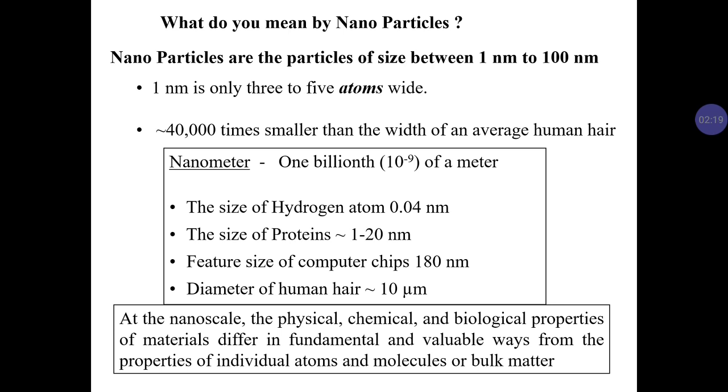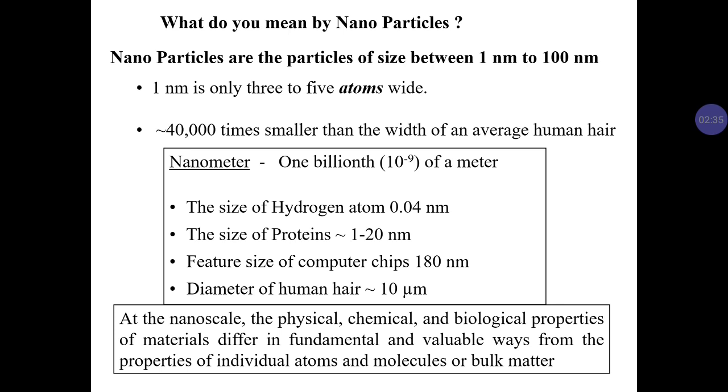And the comparison of 1 nanometer to a hydrogen atom is mentioned here, 0.04 nanometer. Protein is of the order of 1 to 20 nanometer. And the size of a computer chip is 180 nanometer, and human hair is 10 micrometer.